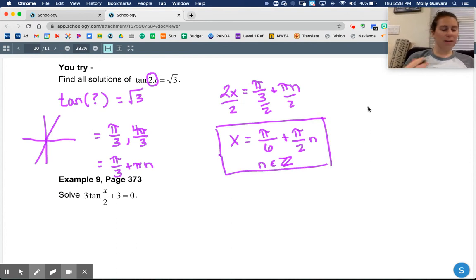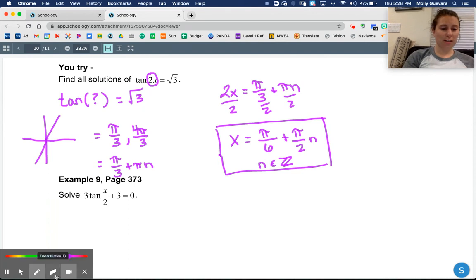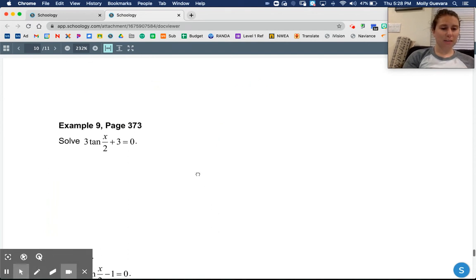It's a very, very similar idea. The only difference is because whatever's in the parentheses here, my question mark, is a 2x, I just have to set my answer equal to 2x and then just solve for x. Okay, I know this is a lot, just a couple more. Last example like this.